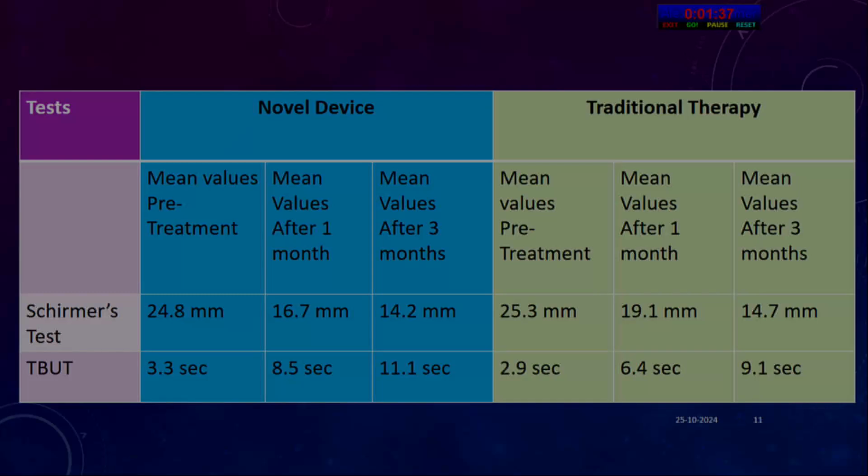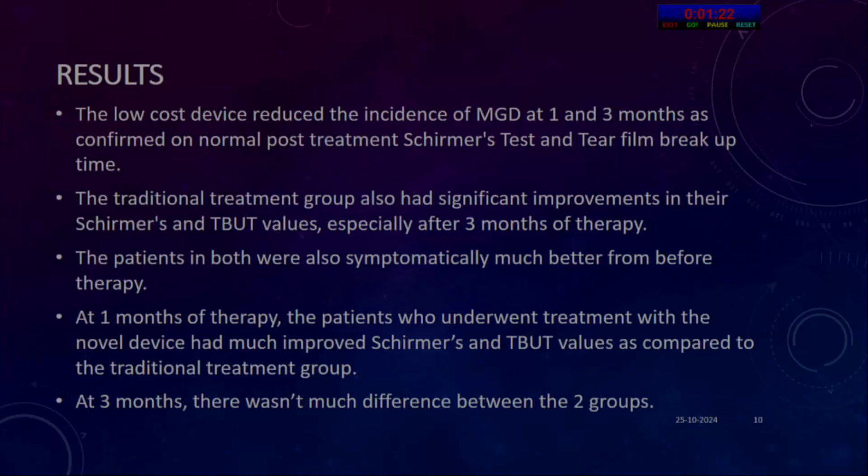So what we see here is that at the end of 1 month, the novel device therapy has a much better treatment result, but at the end of 3 months, both the devices have a similar efficacy. So the novel device gives a faster resolution. The patients in both groups were also symptomatically much better than before therapy.